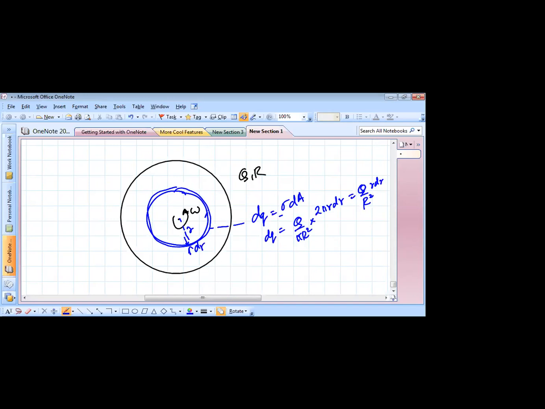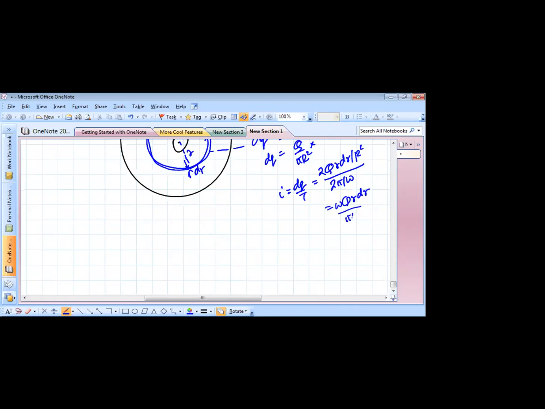So that will act like a current, which is dq upon time period, which is 2Q r dr upon R square, divided by 2 pi by omega. So this will become Q r dr omega upon pi times capital R square. This will be my current, or you can say the differential current.